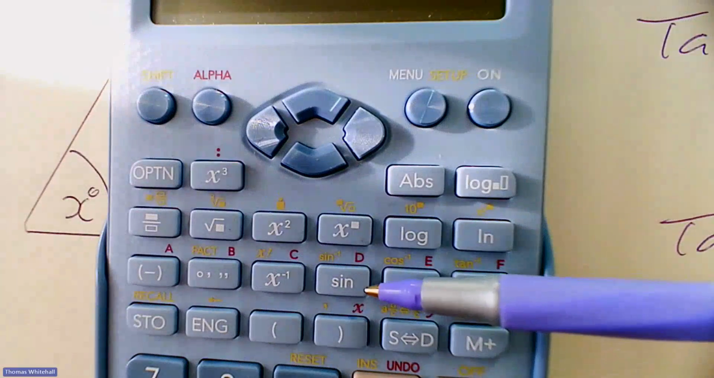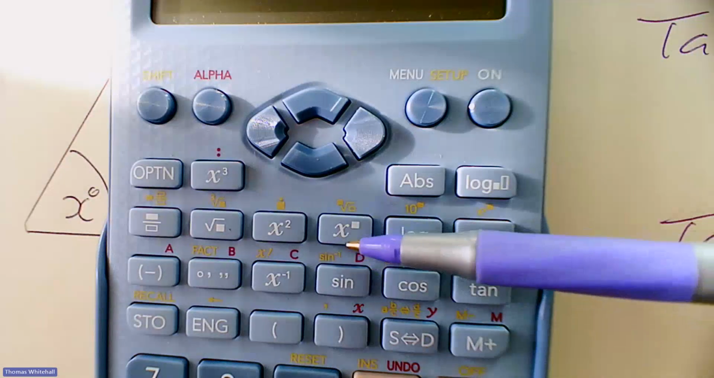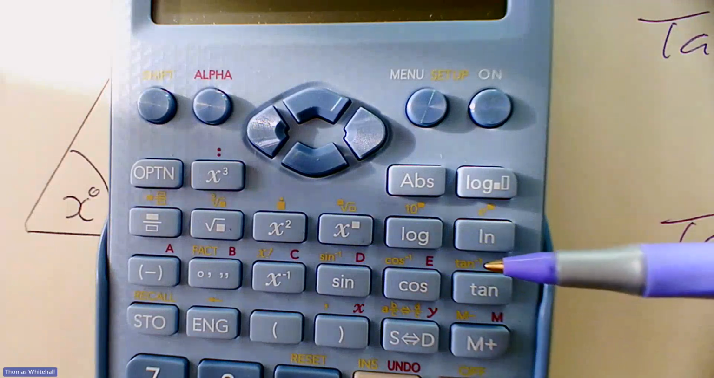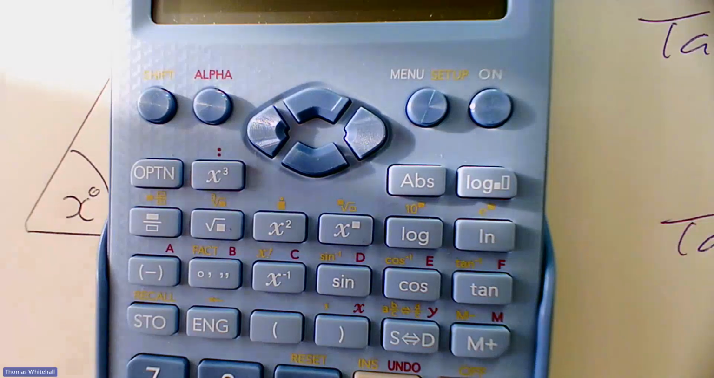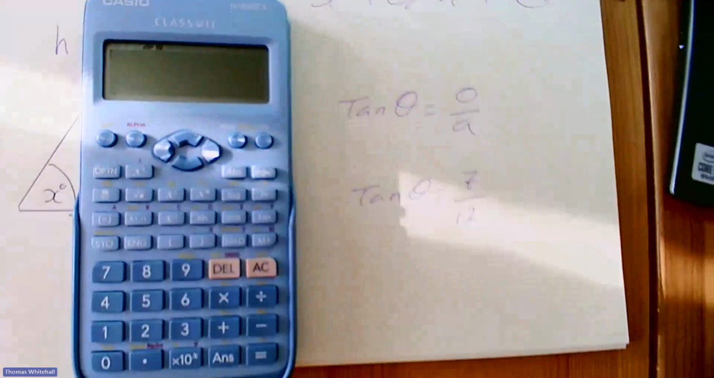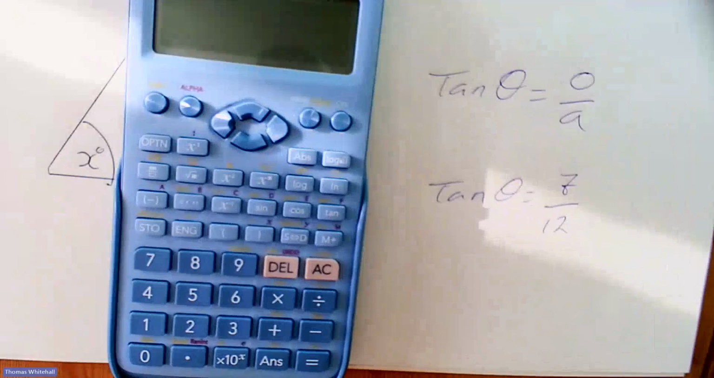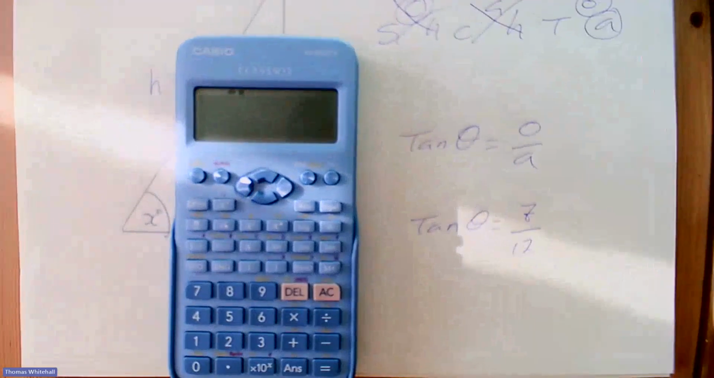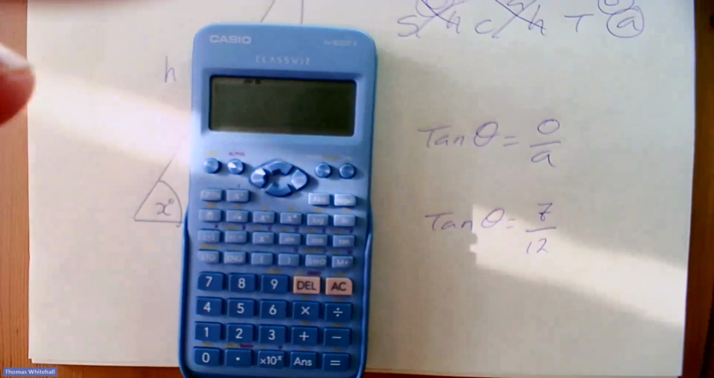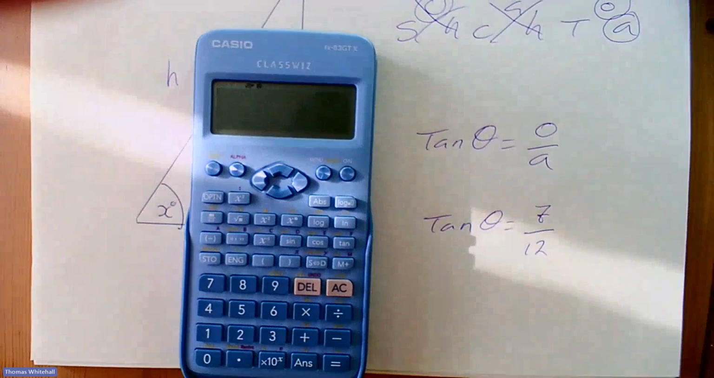See, just above each button, we've got sin to the -1, we've got cosine to the -1, and tangent to the -1, okay? That's what we call the inverse function, and that's what we use to work out the missing angles, okay? Sorry if you get motion sickness. I'm just trying to move the camera to a better position. I have to refocus again.